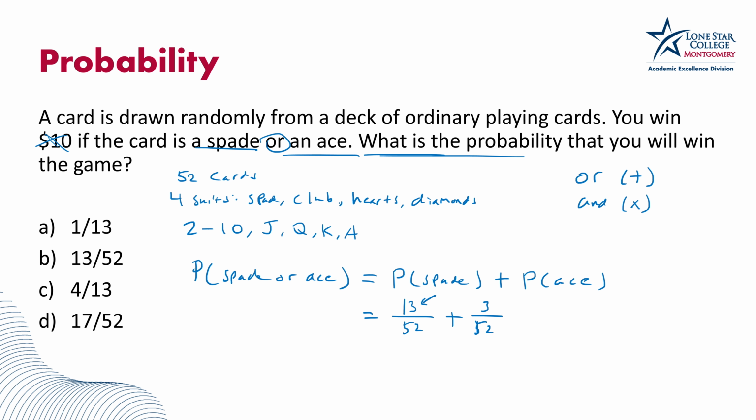So our probability would be 13 out of 52 plus 3 out of 52. So if we add them together, that gives us 16 out of 52. And if we reduce, we can divide by 4 top and bottom, gives us 4 out of 13. So the probability of drawing a card that is a spade or an ace would be 4 out of 13, which gives us the answer choice C.